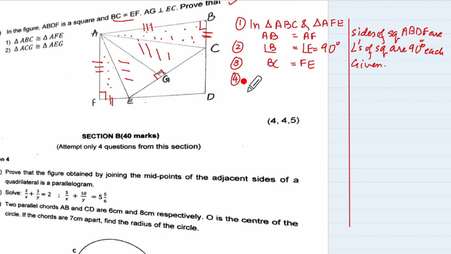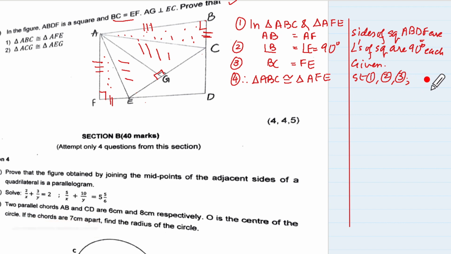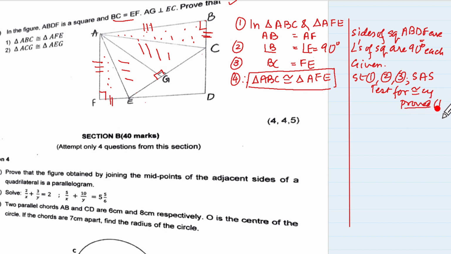So statement number 4 will say therefore triangle ABC is congruent to triangle AFE, and that will be from statement 1, 2, 3 and SAS test for congruency. I'm writing congruency like this. For the exam, please write congruency, spell it out. Okay. So this I'm going to put in a box so that I can write over here. That is where the examiner must look and give me my marks.